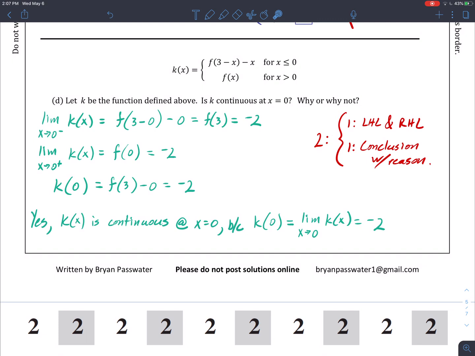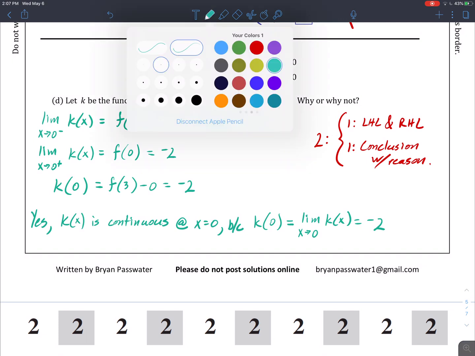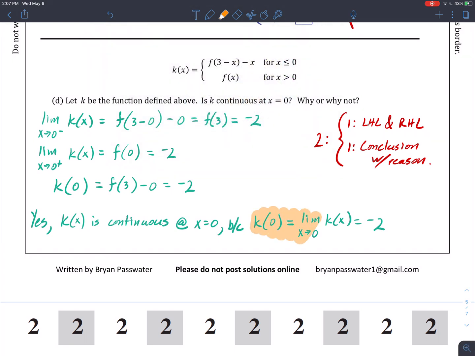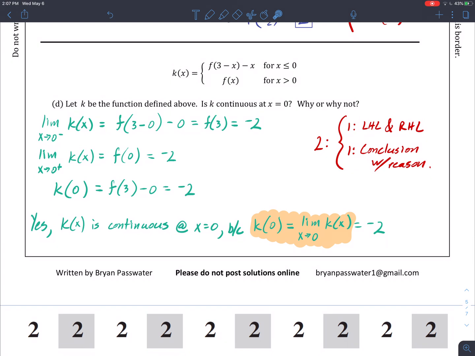Continuity is just a matter of really proving this statement here. If this statement is true, then it's continuous. So we have to prove that the limit exists, and we have to prove that the limit equals the same value as the function at x equals 0. So to prove the limit exists, we have to do the left-hand limit and the right-hand limit. All right, this here is the left-hand limit.